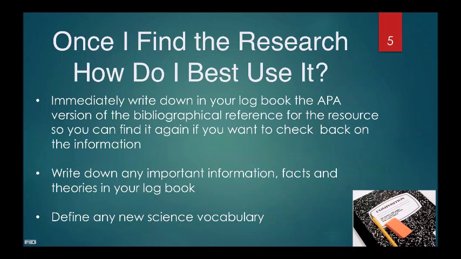Once I find the research, how do I best use it? Immediately write down in your logbook the APA version of the bibliographical reference for the resource so you can find it again if you want to check back on the information. What does the APA version of bibliographical reference mean? Groups pick out a particular way to reference any information they have in articles. For scientists, APA is the version that's used.